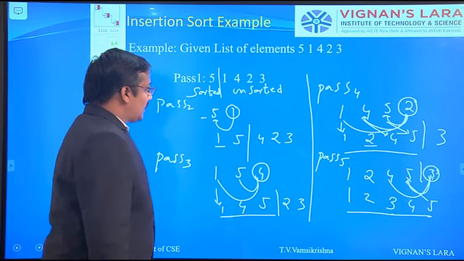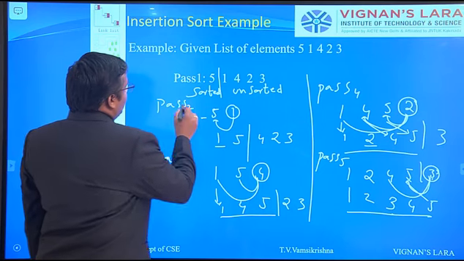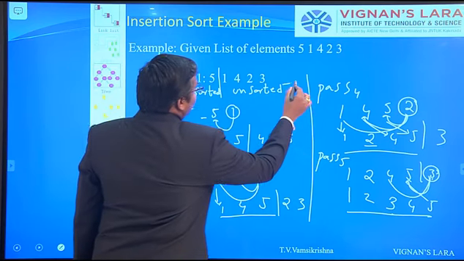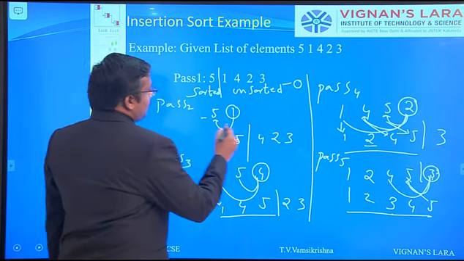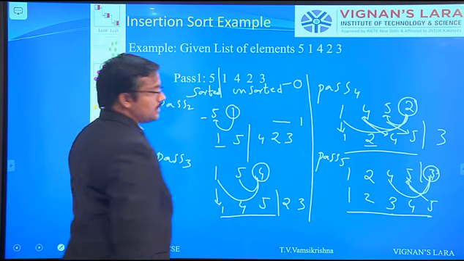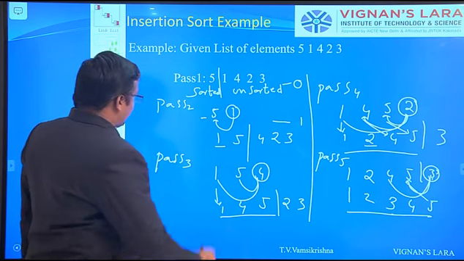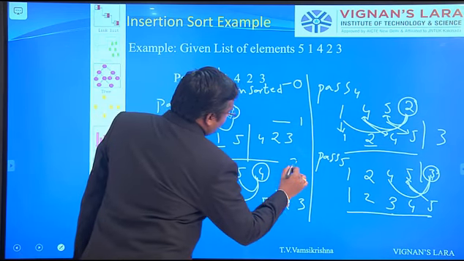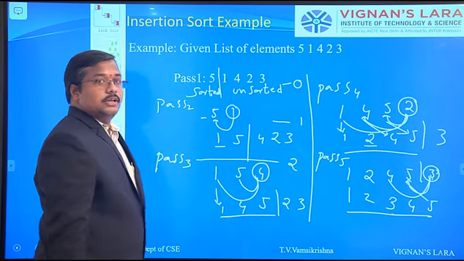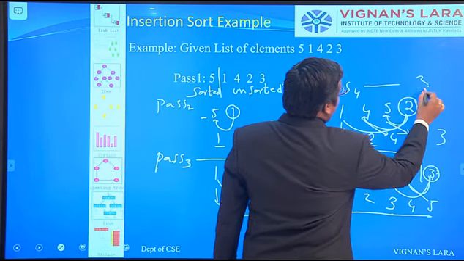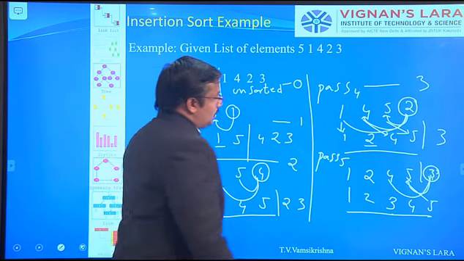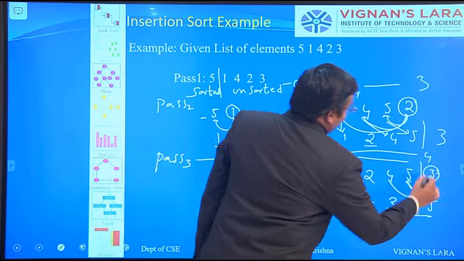And in case of time complexity, in pass 1, 0 comparisons. In pass 2, 1 comparison. In pass 3, 2 comparisons. In pass 4, 3 comparisons. In pass 5, 4 comparisons.